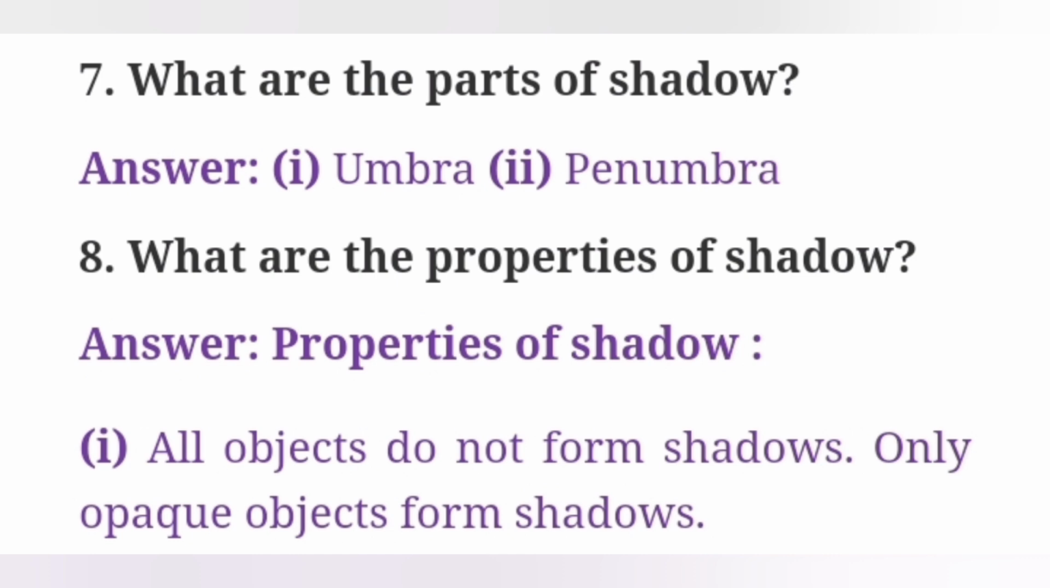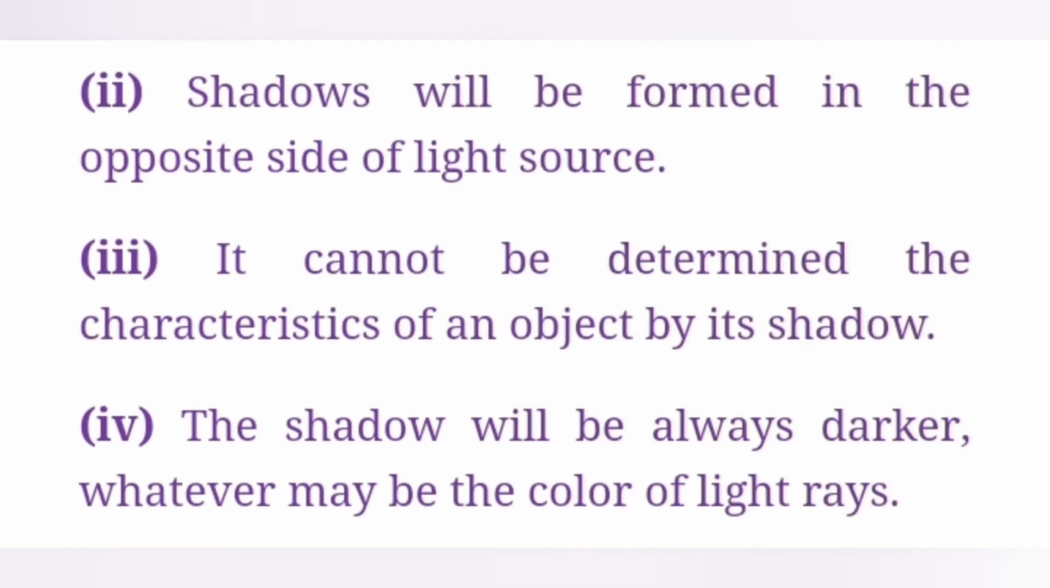Answer: properties of a shadow. First point, all objects do not form shadows. Only opaque objects form shadows. Second point, a shadow will be formed on the opposite side of the light source. Third point, the characteristics of an object cannot be determined by its shadow. Then fourth point, the shadow will always be darker.